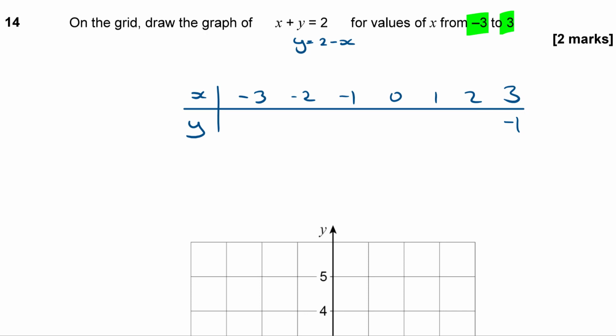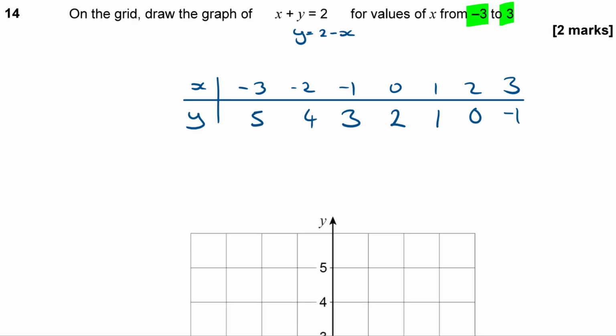If x is 2, then y is 2 minus 2, which is 0. If x is 1, then y is 2 subtract 1, which is 1. If x is 0, then y is 2 subtract 0, which is 2. If x is -1, then y is 2 subtract -1. 2 subtract -1 is the same as 2 plus 1, which is 3. I think you can see the pattern going on here. It's going to be 4 and 5, isn't it?